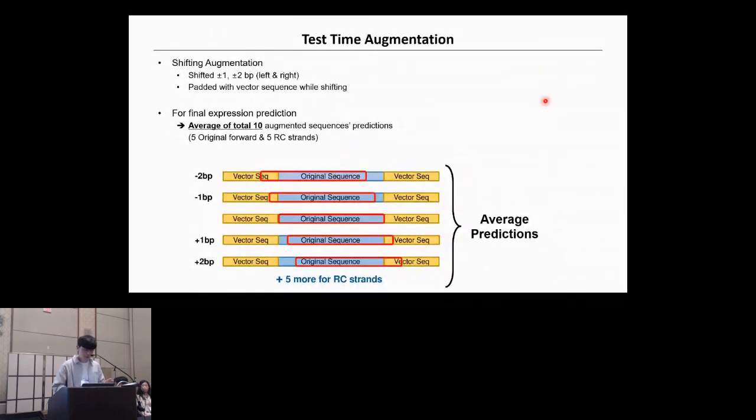Moreover, we also used shifting augmentation as a test time augmentation. During the test time, for each sample, we obtained 4 augmented sequences by shifting the original sequence 1 base pair and 2 base pairs to the left and right. We did the same thing for the reverse complement strand. So to obtain the final prediction, we averaged the predictions for a total of 10 sequences consisting of the original sequence, the reverse complement sequence, and 8 augmented sequences.